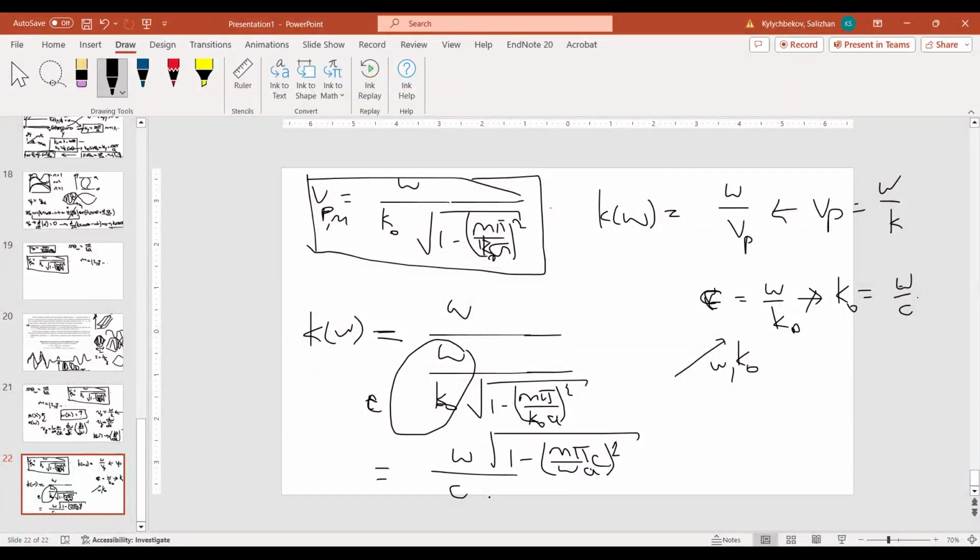Did we solve it correctly? Yeah, it looks like we solved it correctly. K as a function of omega is equal to 1 over c times square root of omega squared minus, no, this factor.